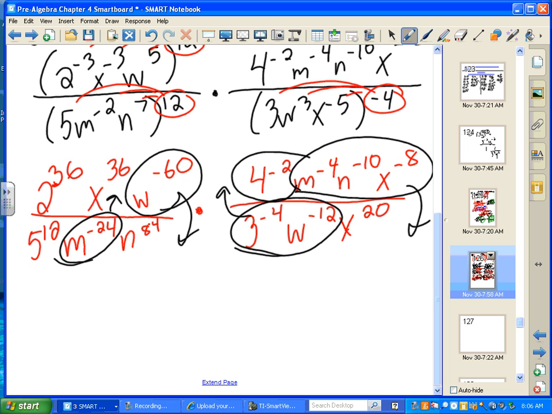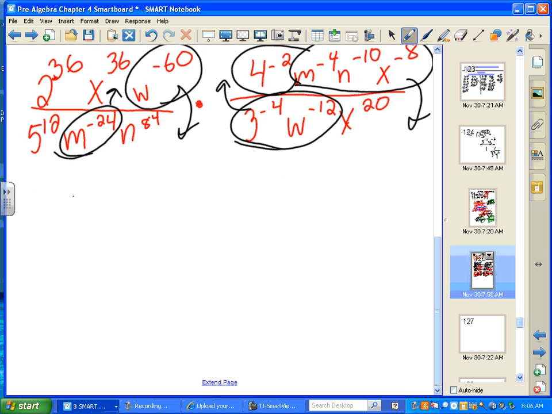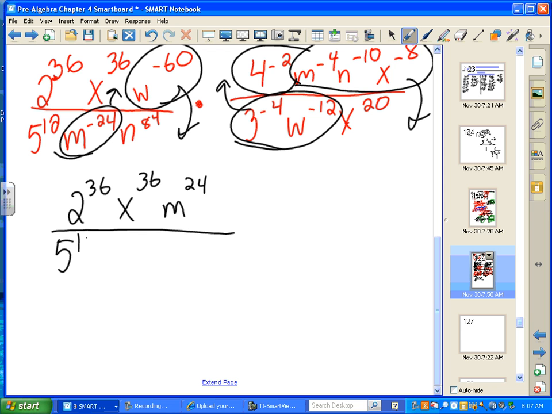Okay, so the left-hand side becomes 2 to the 36th. If I make a mistake, let me know. X to the 36th, m to the 24th, over 5 to the 12th. What's wrong? No, you're moving it because it's positive. You know what I mean, Zach? Okay. Check me, though, because there's a lot of numbers here. The right-hand side becomes 3 to the 4th, w to the 12th.